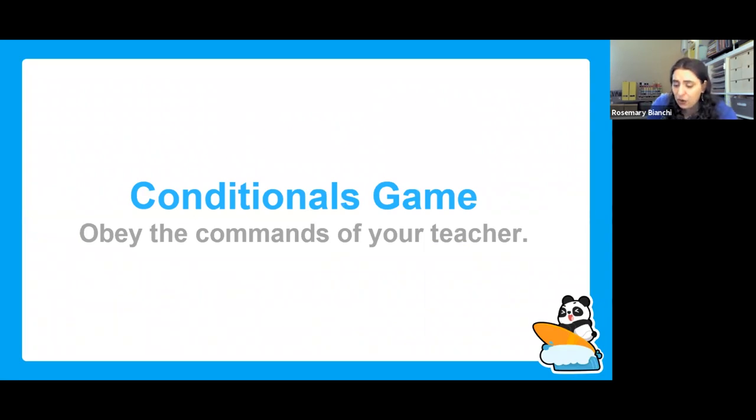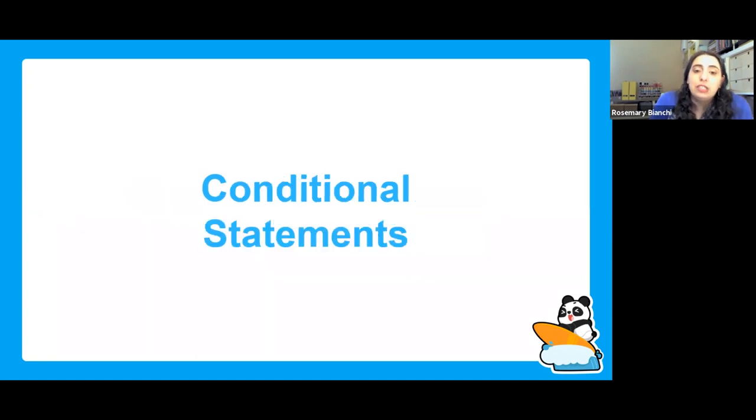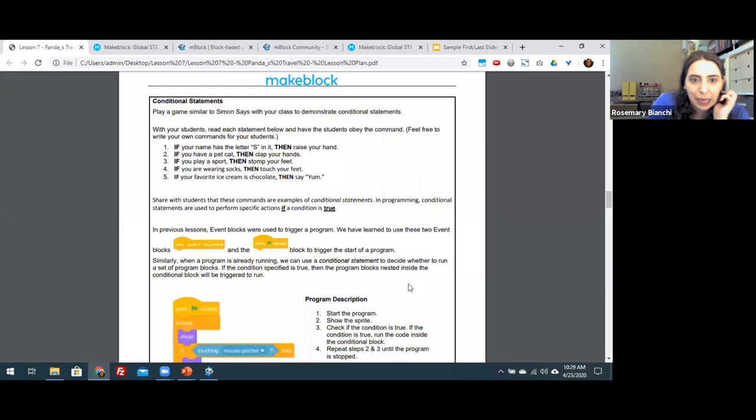This lesson plan incorporates a really fun game, which we are not going to be able to play virtually on the webinar. However, I want to explain to you how you would play this game, whether you have a classroom full of learners or you have just your child. If you're a parent, you can play this game. It's a game that we call the Conditionals game, similar to a game called Simon Says in the United States. It is a game where the instructor or the teacher gives commands, and the learner will obey the commands. So in the lesson plan are some examples of commands that you can give to your learners. But you can write your own as well.